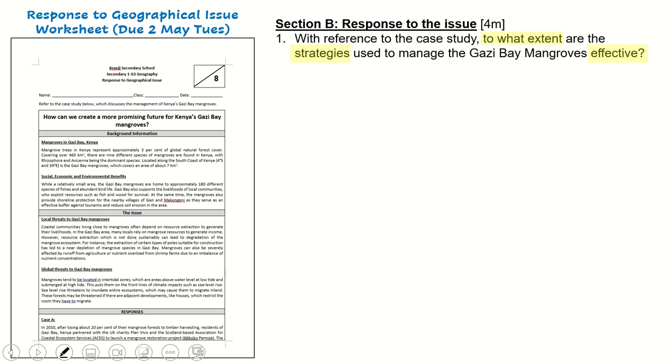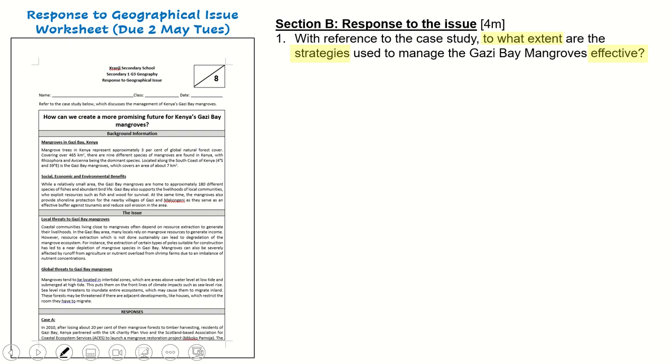So can you flip over to question B? Section B, response to this issue. Okay, so I'm going to read out the question to you. We're looking at question 1. With reference to this case study, to what extent are the strategies used to manage Gazibe effective? Now you can see the little highlights. Those are the important words. To what extent are the strategies effective?